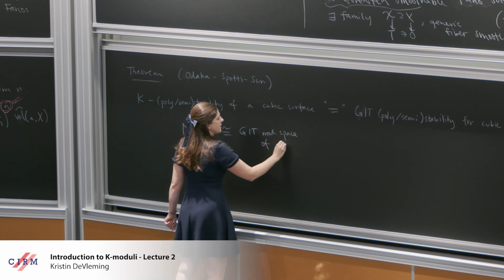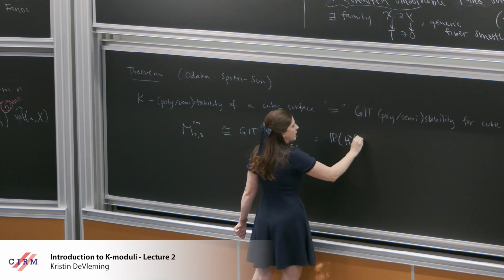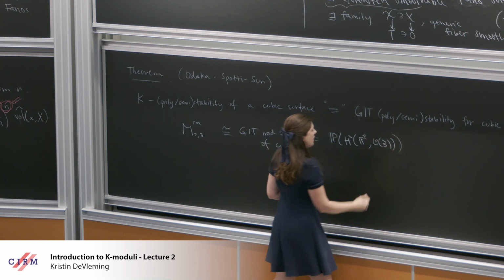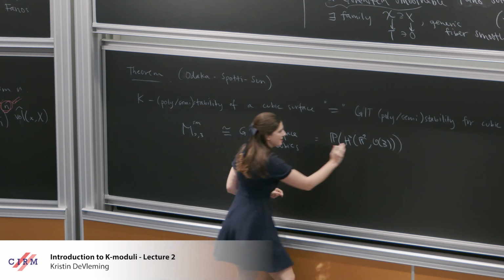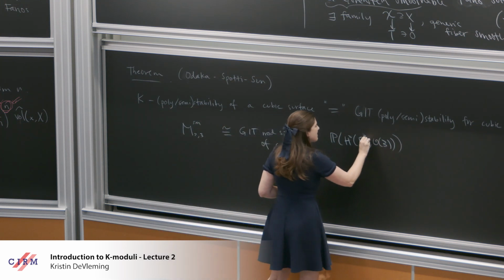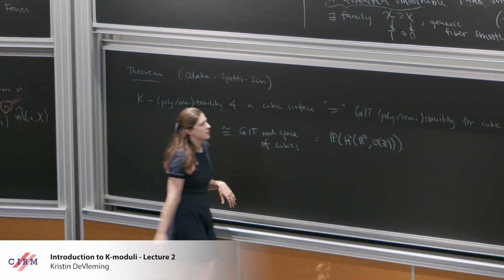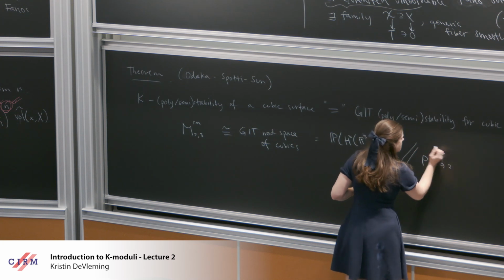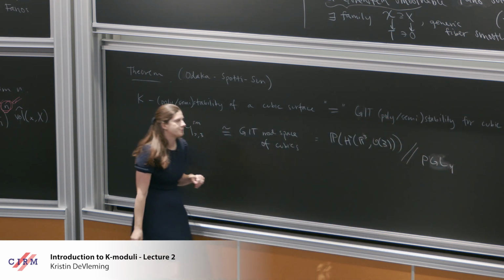And if you've seen GIT before, this is, you take the parameter space of cubics in P3, yeah, thank you. We're not talking about curves, we're talking about surfaces here. You take the parameter space of cubics, and you take the GIT quotient by PGL. We're working in P3, so PGL4.